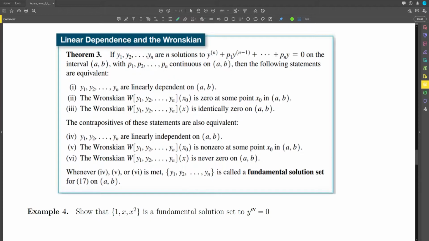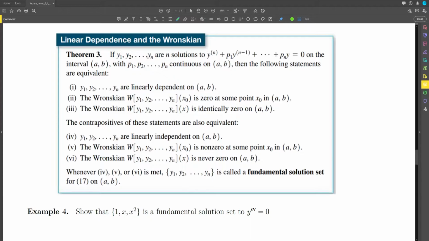1. y1, y2 through yn are linearly dependent on the open interval a comma b. 2. The Wronskian W of y1 through yn at x naught is 0 at some point x naught in the open interval a comma b. 3. The Wronskian W of y1 through yn of x is identically 0 on the open interval a comma b.